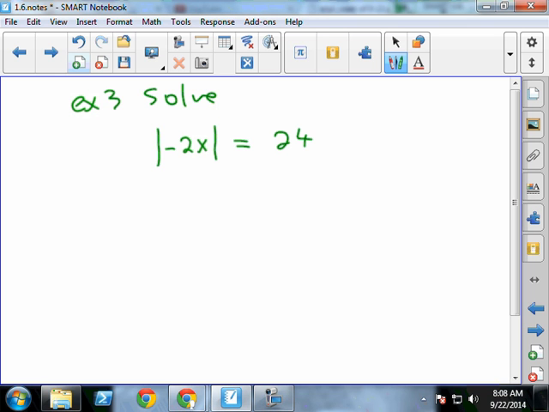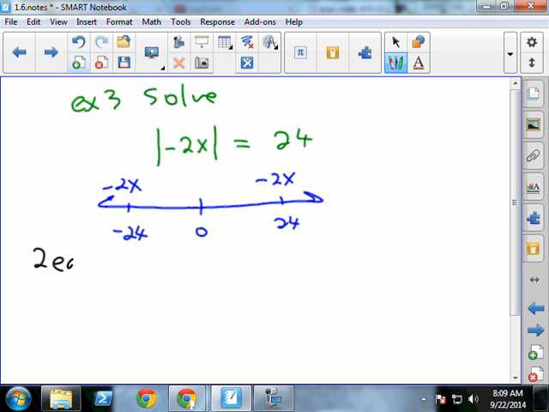So some people like to have algorithms. I love algorithms. Algorithms are cool. Here we go. Here's 0. Here's 24. Here's negative 24. What this really says is that negative 2x is 24 units away from 0 on a number line, and that gives us 2 equations. So when you solve absolute value stuff, you're going to have 2 equations to solve. One of them is that negative 2x is negative 24, and the other one is that negative 2x is positive 24.